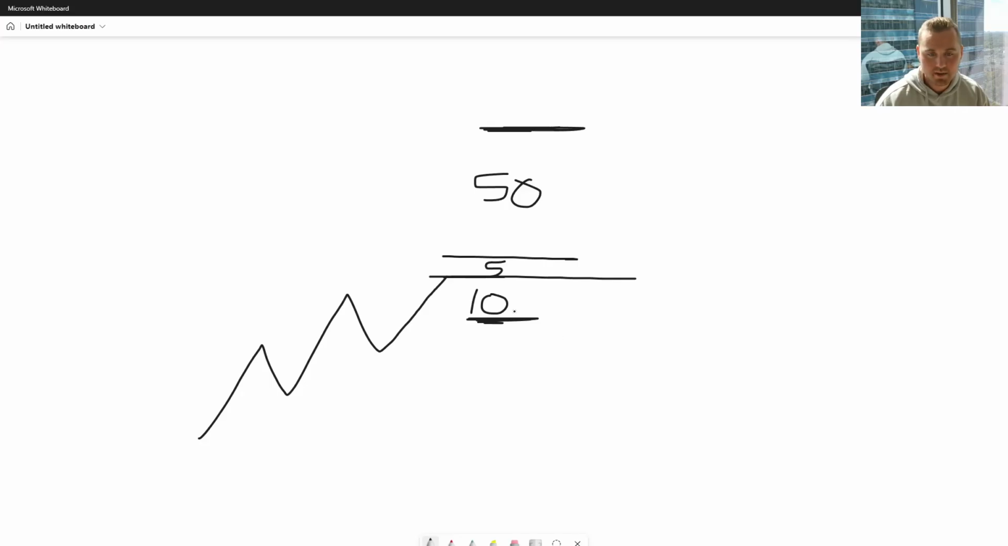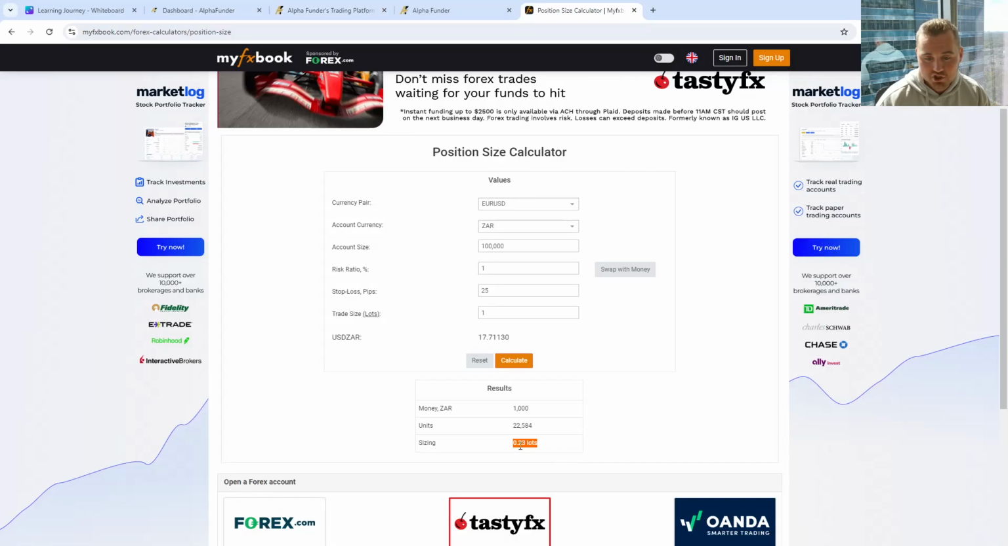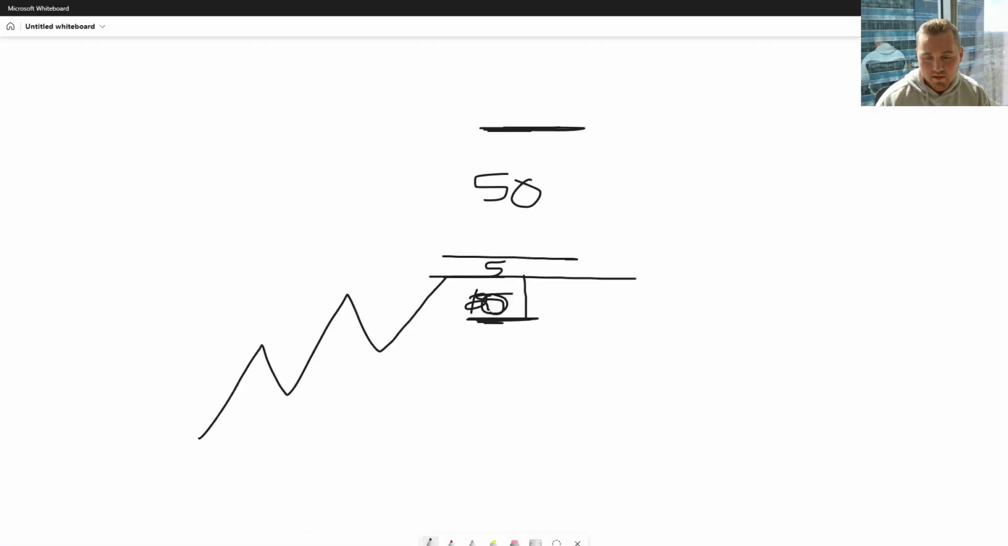Let me just open this back up. Let's just say this was 25, okay? If it goes 25 pips against me with that 0.23 lot size, then I would lose 1%. So that makes your risk management very streamlined. So let me just get rid of all this stuff here.